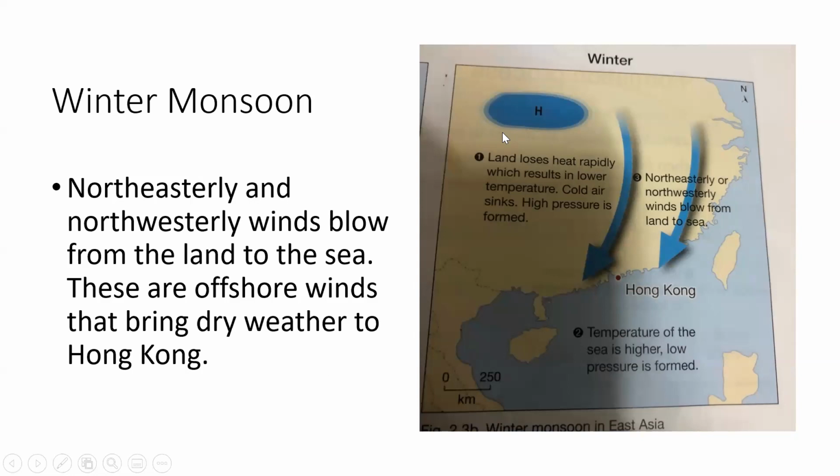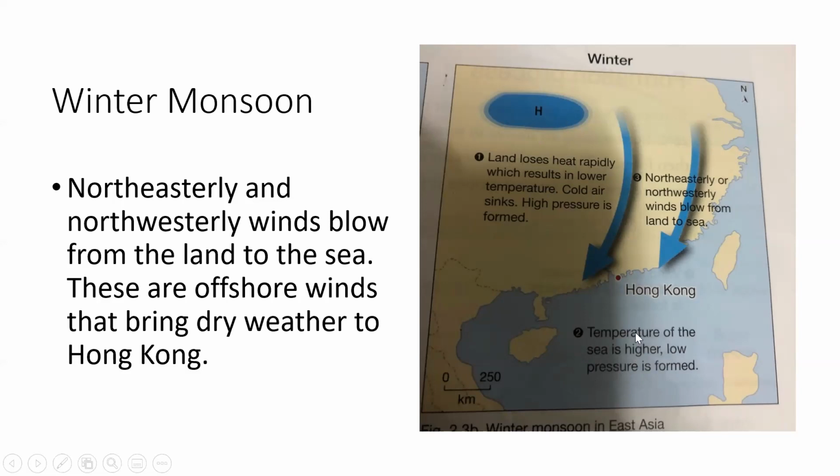Okay, why? The land loses heat rapidly, and then it's cooler. It causes low temperature, and cold air sinks. 啲冷空氣係下沉嘅，so the high pressure is formed. 高氣壓喺度形成咗啦。And then for the sea, because the sea loses heat more slowly, the temperature of sea is higher, so low pressure is formed.